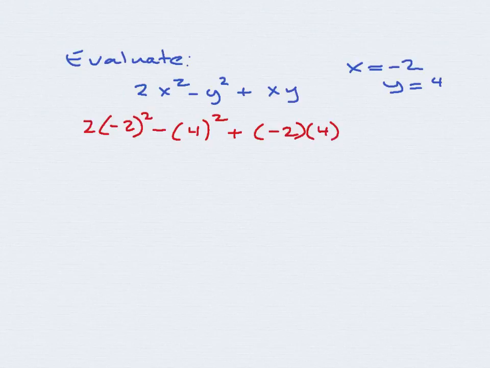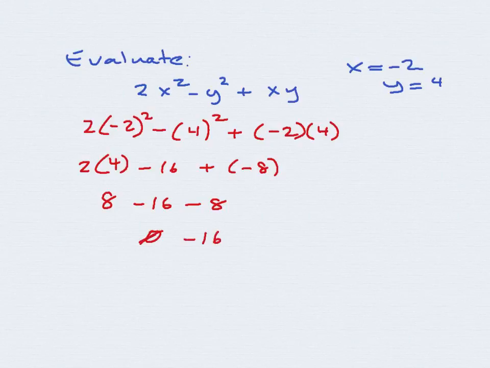So in the first bit, the x squared has to be done first. Negative 2 times negative 2 is a 4. So 4 times 2 is going to give you 8. 4 squared is 16, so minus 16. And negative 2 times a negative 4, negative 2 times positive 4 is going to give you a negative 8. And a plus and a minus is a minus. So you're going to get 8 take away 16 take away negative 8, which is a 0. No, it's not. Or see, it's minus 16. So you're going to get negative 16.